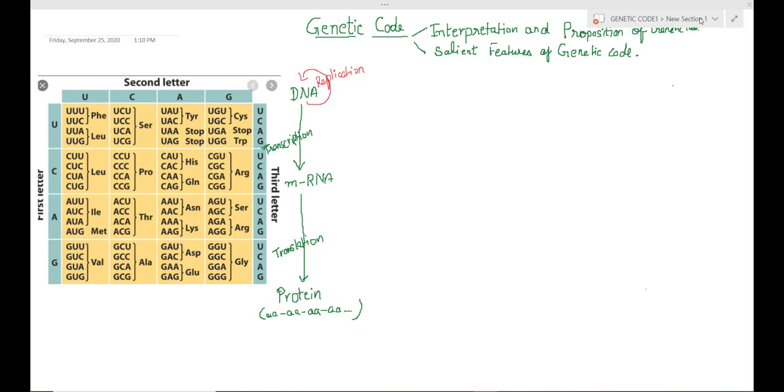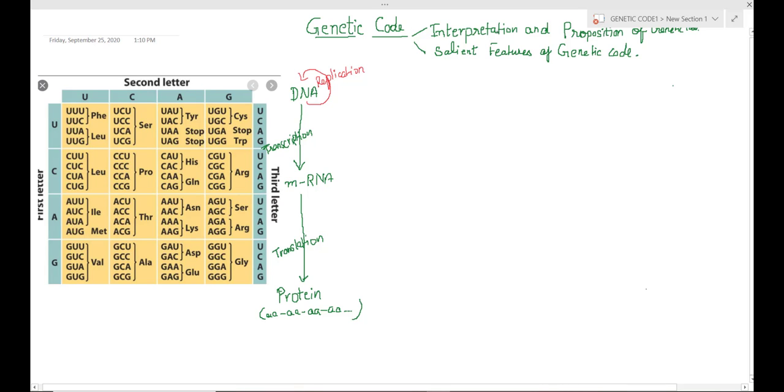So first, what is the genetic code? The genetic code is a set of rules followed by cells for protein synthesis. These rules are actually codons, and each cell follows them to synthesize protein.